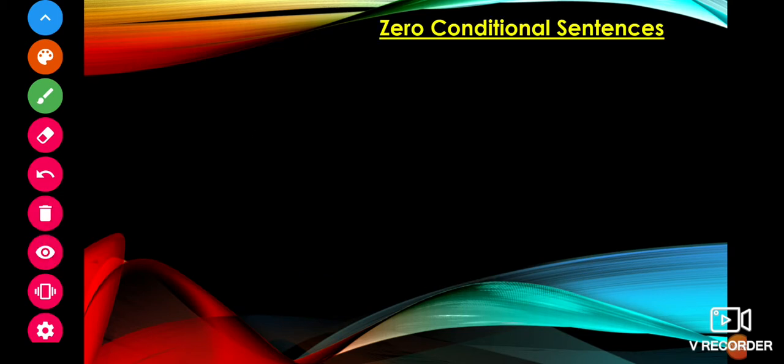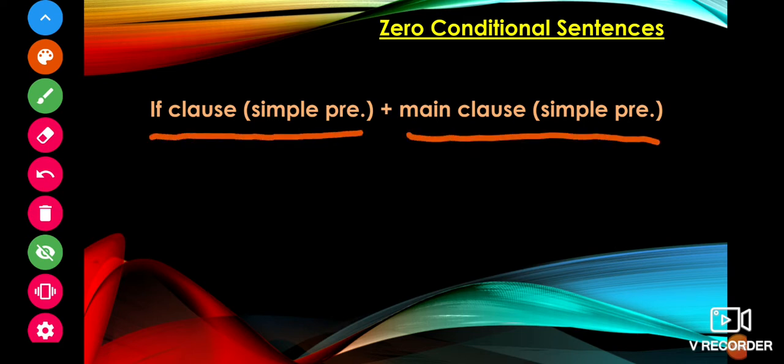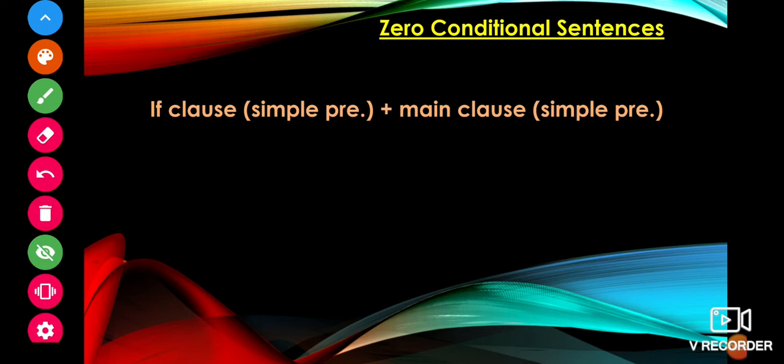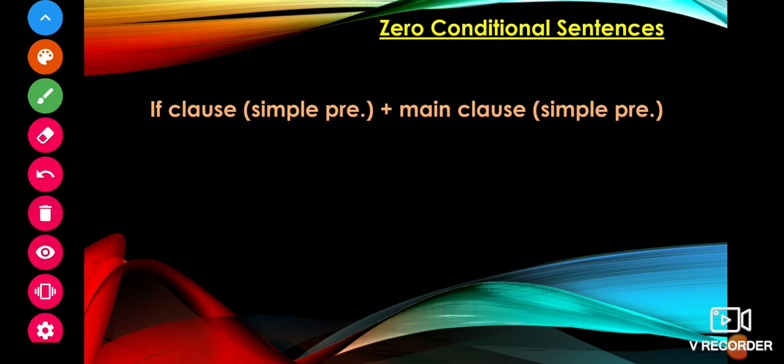The first type is zero conditional sentences. The formation of these sentences are as given. There are two clauses. The first one is the if clause and the second one is the main clause. We have already studied about the main clause and subordinate clause in the previous chapters. I hope you still remember it. So, in zero conditional sentences, the if clause is always in simple present tense and the main clause is also in simple present tense.